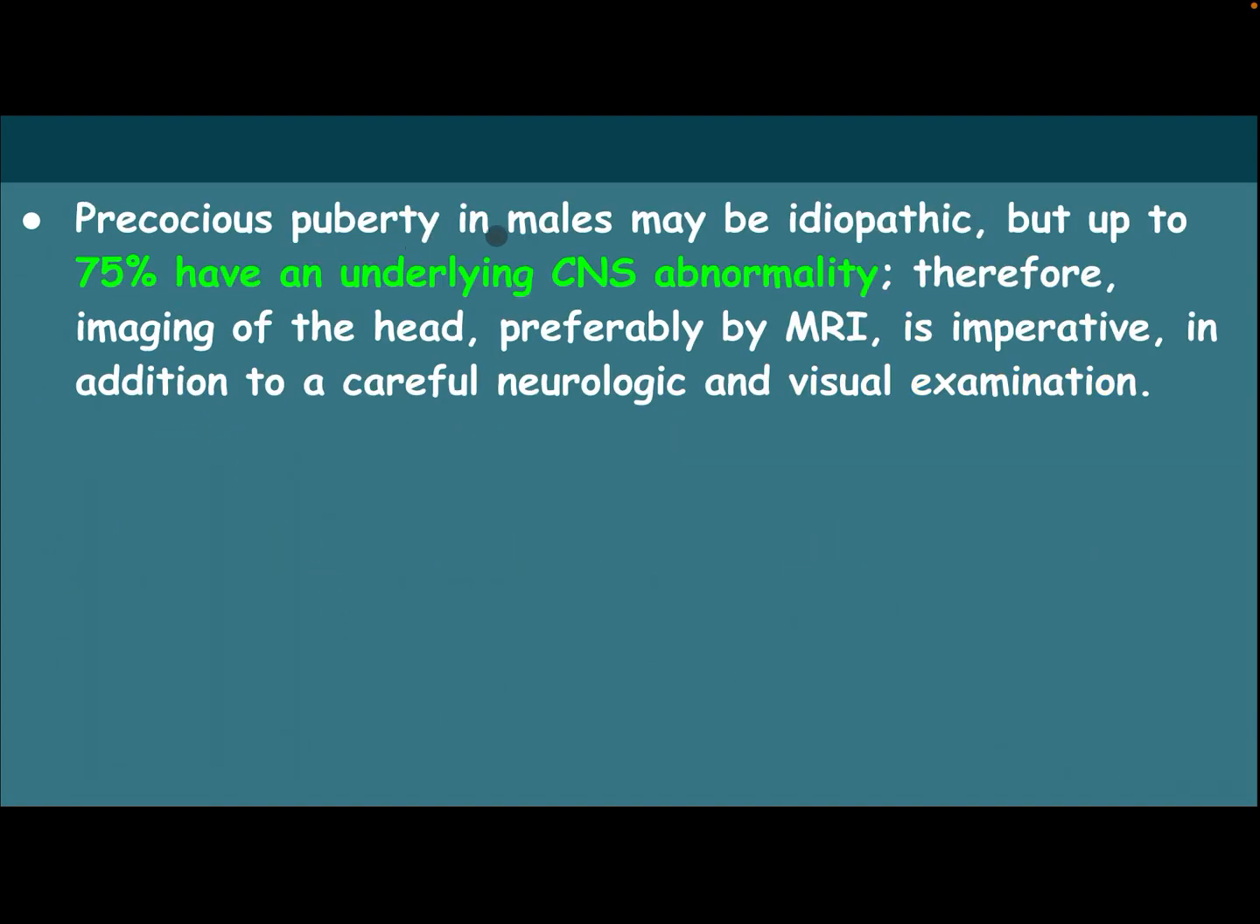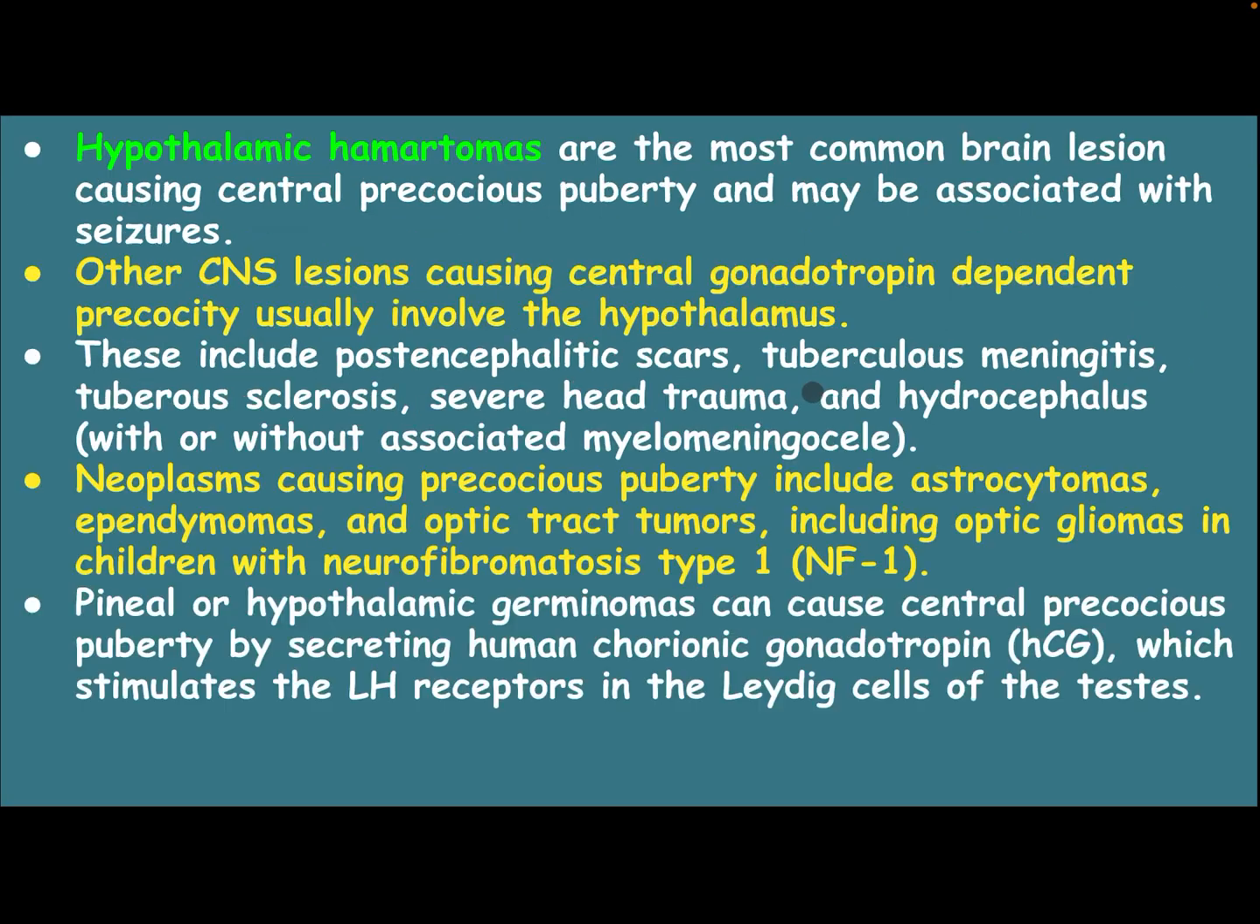Precocious puberty in males may be idiopathic, but up to 75% have an underlying CNS abnormality. Therefore, imaging of the head, preferably by MRI, is imperative in addition to careful neurological and visual examination. Hypothalamic hamartoma is the most common brain lesion causing central precocious puberty and may be associated with seizure.